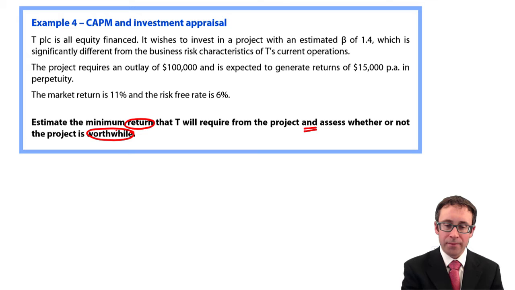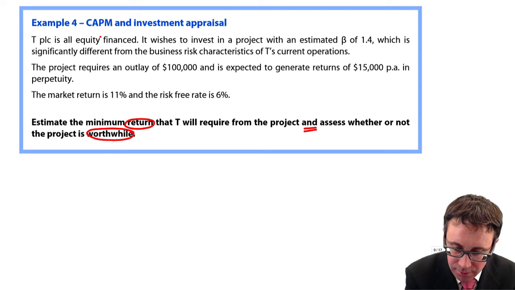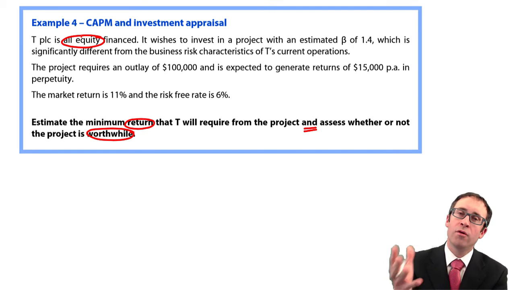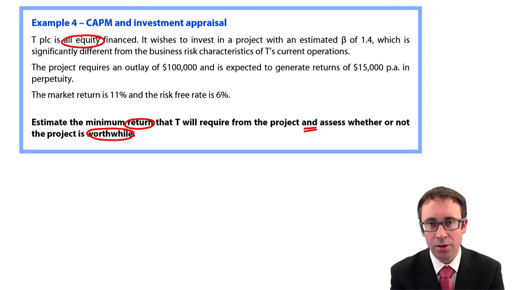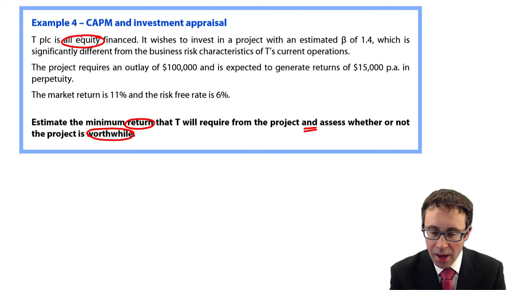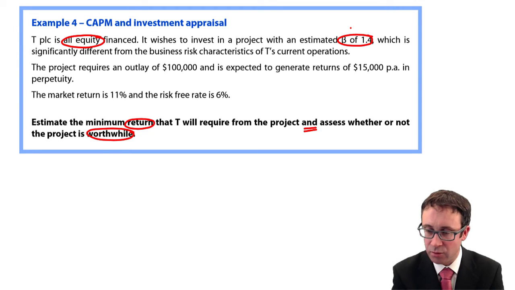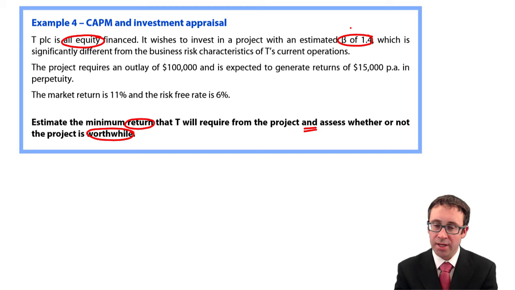Okay, so what have we got? It says TPLC is all equity finance, so there is no finance risk within this business. Therefore, all the risk is business risk, and therefore we can use CAPM, okay? It wishes to invest in a project with an estimated beta of 1.4, which is significantly different from the business characteristics of T's current operations. So when we're appraising the new project, we need to use the risk of the new project to reflect how that project is going to change the risk within the business. It's going to be 1.4, okay.